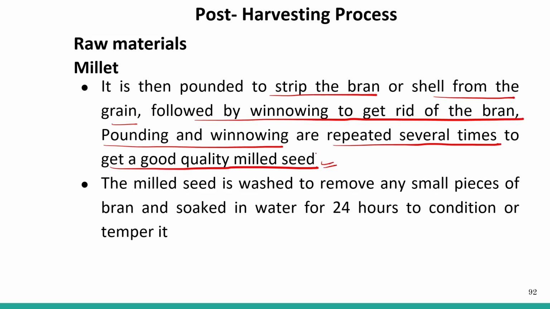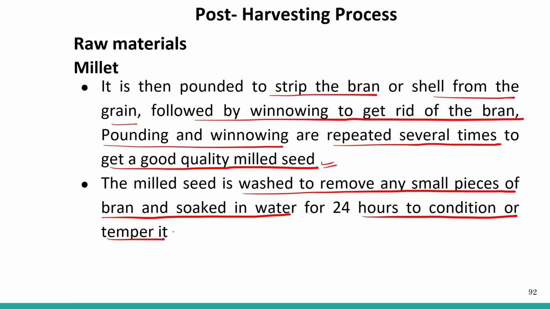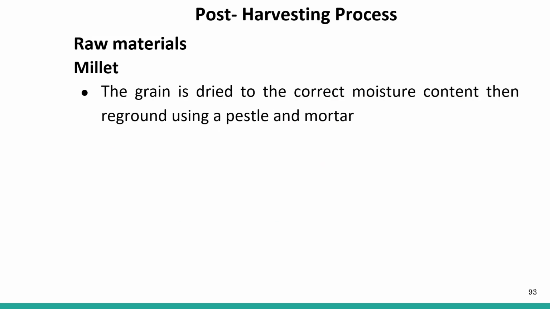Not only is it a good quality, but also the quality is improved because the toxin that is present is removed by this process. So the milled seed is washed to remove any small pieces of bran and soaked in water for 24 hours to condition or temper it. So this is washed to remove all those toxic materials, all those pieces of the bran. Okay, and this washing and wetting is done for 24 hours.